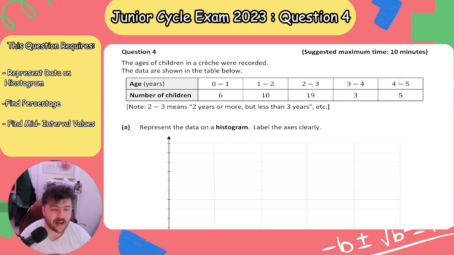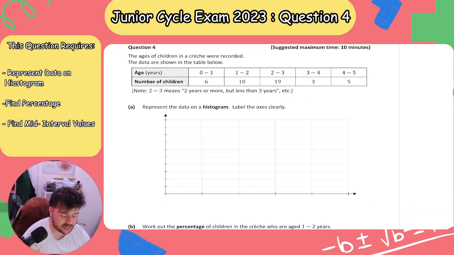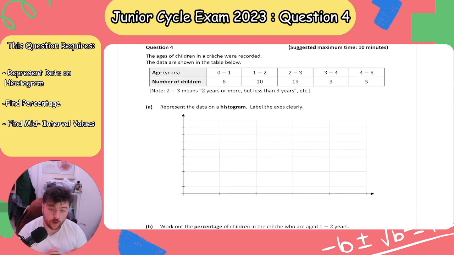We need to represent this data on a histogram and label the axes clearly. Now, it's really important when you're drawing graphs. First thing, pencil. Second step, work out our scale. If we look at the number of children, 6, 10, 19, 3, 5, they're massive, and I only have about 10 blocks here. So it might be in my best interest to go up in 2s because I won't have enough blocks to hit this 19. So let's label my axes here.